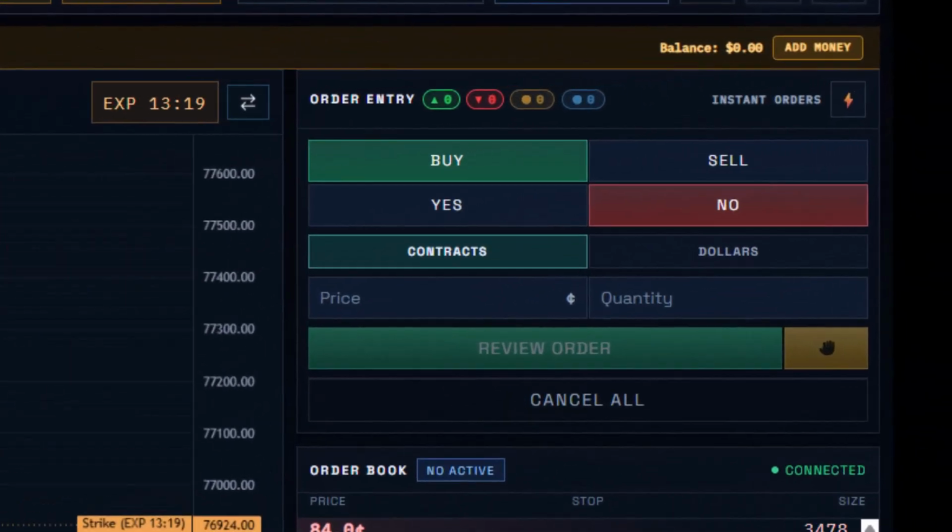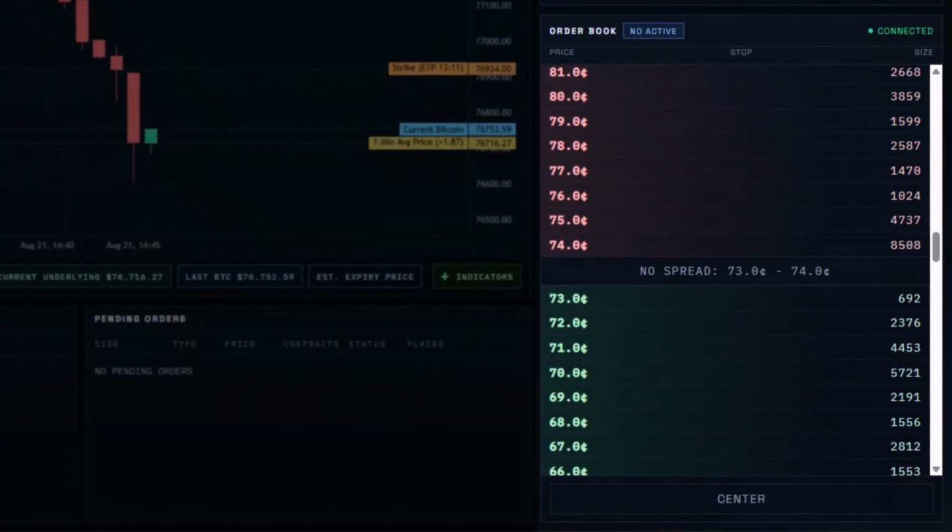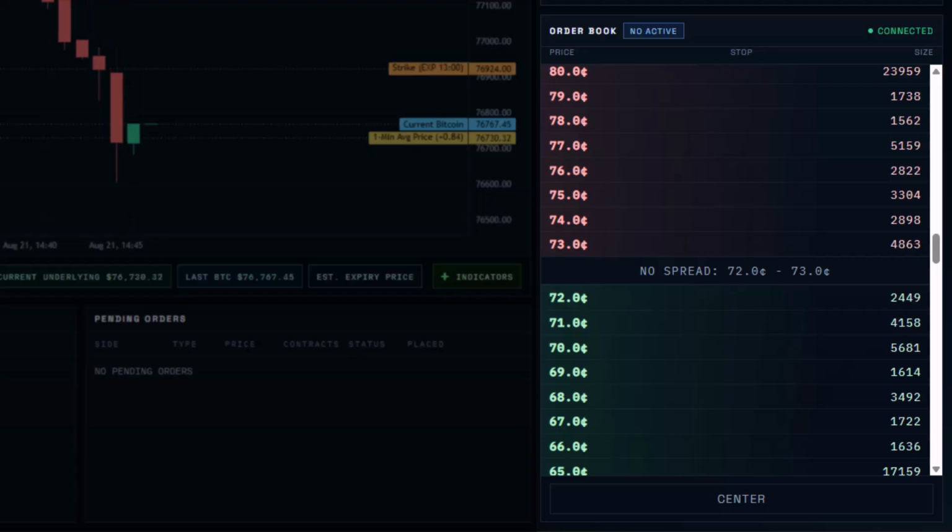Moving to the right, we have the order entry panel. This is where you choose whether you want to buy or sell, whether you want to trade yes or no, and whether you want to enter your order using a number of contracts or a specific dollar amount. Below that is the live order book. The red rows show available sell offers, the green rows show active buy bids, and the spread in the middle shows the current gap between the best available bid and offer.